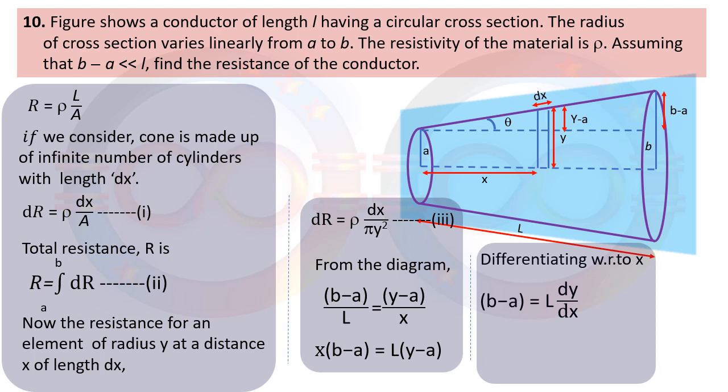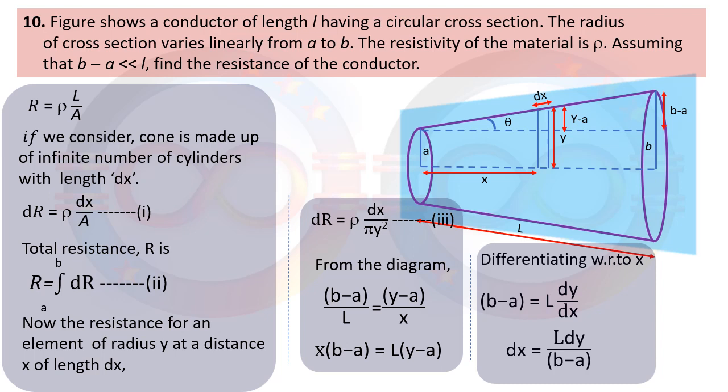Differentiation of a would be 0 because it is constant. On the other side, it is dx upon dx, it is 1, and b minus a only would be left. The other part would be the differentiation of b minus a, that would be 0. So on differentiation, it is b minus a is equal to l dy upon dx, or dx is equal to l dy upon (b minus a).